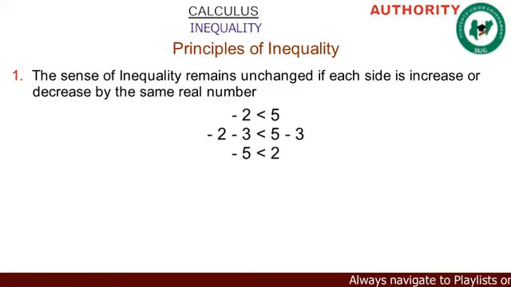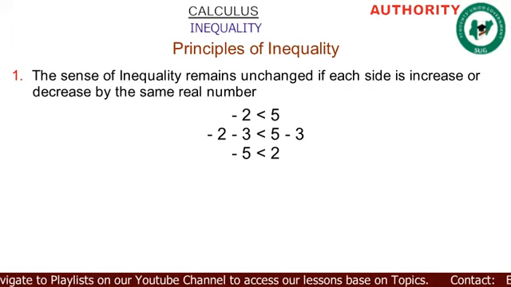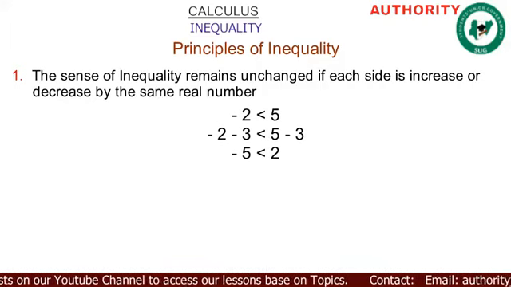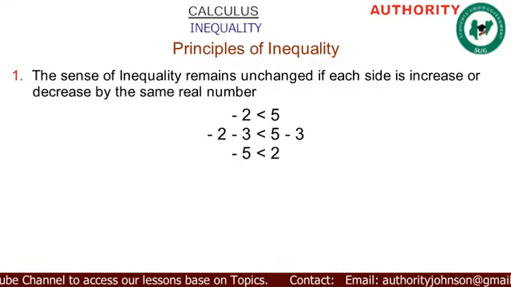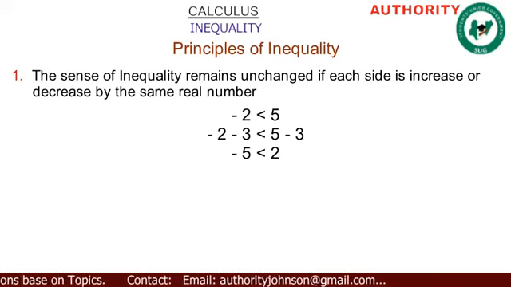So for instance, we have minus 2 is less than 5. Let's decrease this by 3. We decrease the left hand side, we also decrease the right hand side. So we have minus 2 minus 3 less than 5 minus 3. Minus 2 minus 3 is minus 5, and 5 minus 3 is 2. You discover that minus 5 is still less than 2. So the sense did not change.